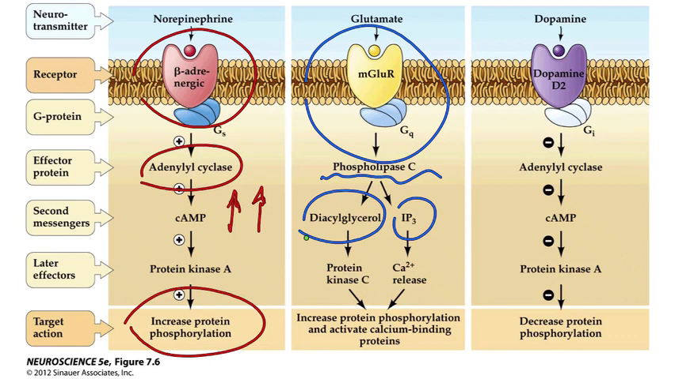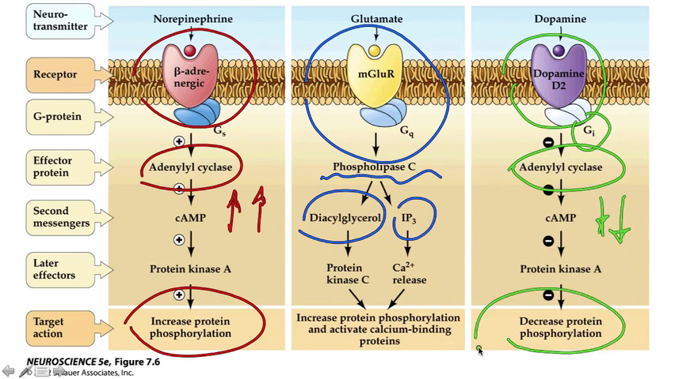And then lastly, we see that dopamine binds to metabotropic receptors. We'll talk more about this when we talk about the circuitry of the basal ganglia. Dopamine is binding to a D2 receptor here, which interacts with a GI protein, in this case leading to the inhibition of adenylyl cyclase and a reduction in the levels of cyclic AMP, and that leads to a decrease in protein phosphorylation in the target site.